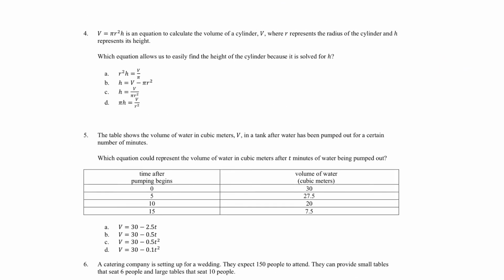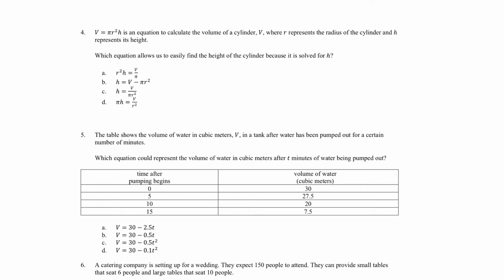All right. Number 4 is an equation to calculate the volume of a cylinder V, where R represents the radius of the cylinder and H represents the height. All right, so remember, a cylinder looks somewhat like this, okay? So we have V is the volume, R represents the radius of the cylinder, that's R, and we have H is the height. Which equation allows us to easily find the height of the cylinder because it is solved for H? So we want to solve for H.